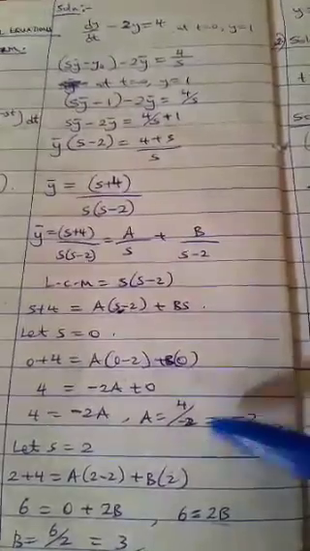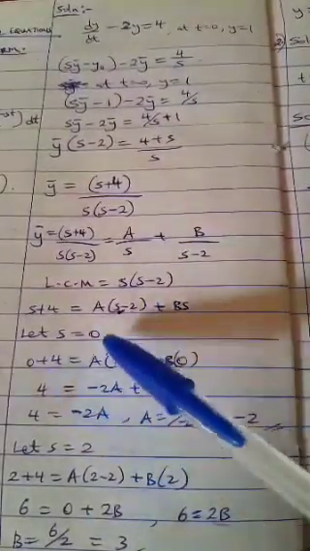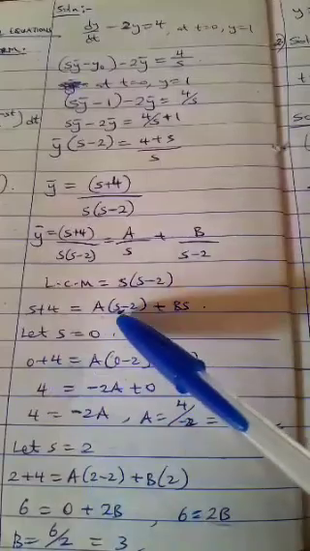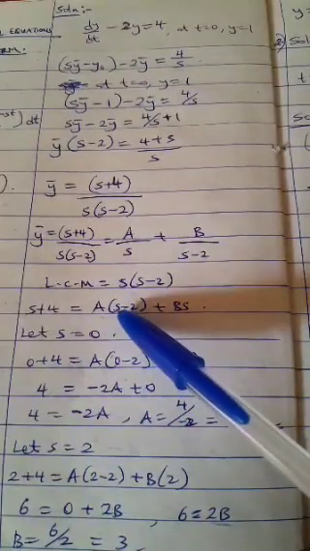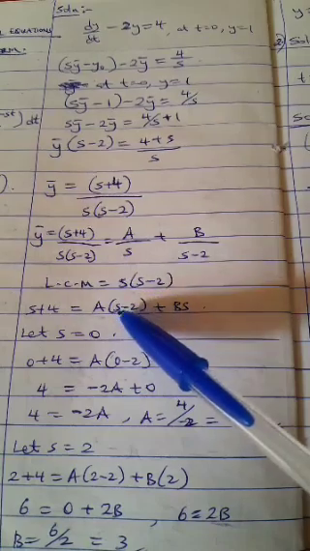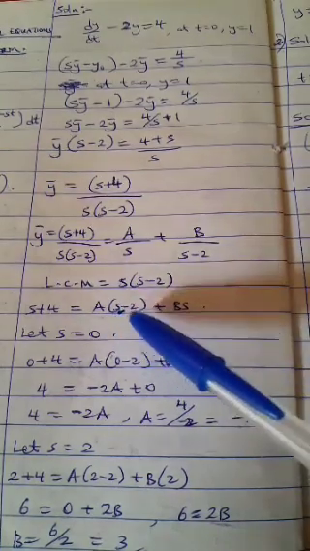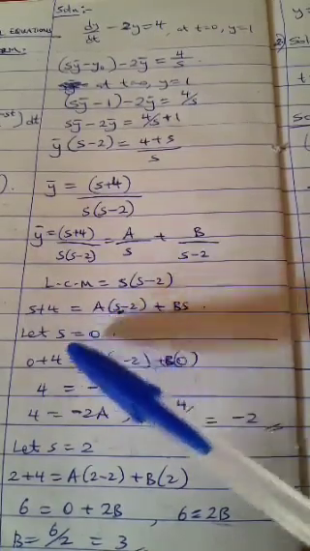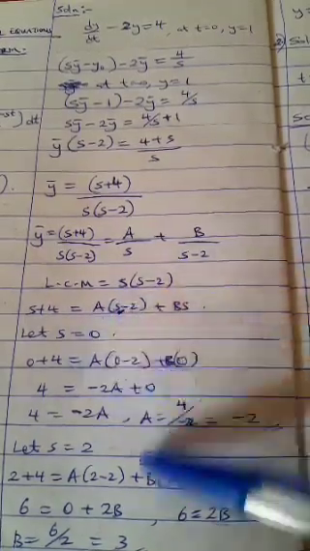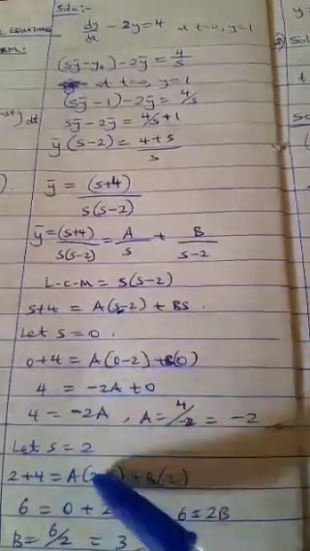The next thing you need to do is look for a way to eliminate this A. The only way you can eliminate A is to find a number you can substitute for s to make everything here equal to 0. So you find positive 2. If you say 2 - 2, it will give you 0, and when you multiply this 0 by A, everything turns to 0. So you say let s equal 2.